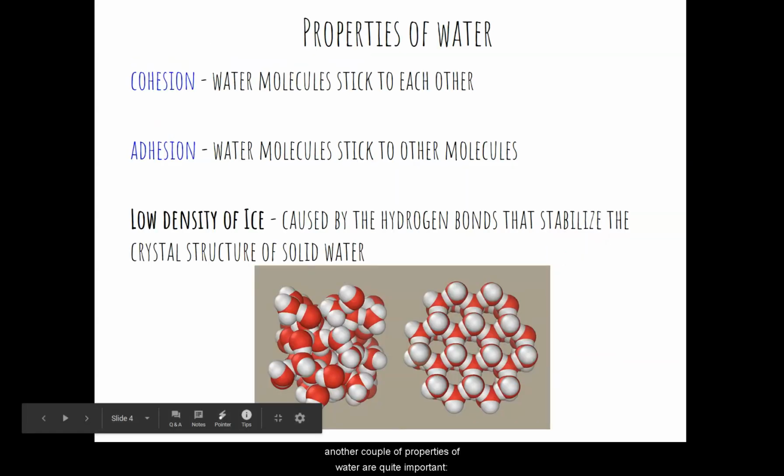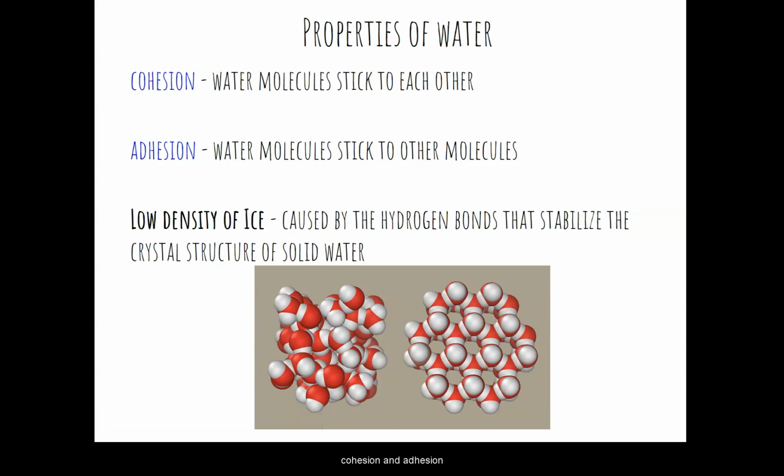Another couple of properties of water that are quite important are cohesion and adhesion. Co means together, so cohesion means water molecules stick to each other. Cohesion results in some important properties, such as the movement of water from the root of a plant all the way up to the leaf. Adhesion is when water molecules stick to other molecules. For example, if you spill water on your countertop and you use a paper towel, the water climbs into that paper towel by adhering to those other molecules. And that adhesion happens as a result of the hydrogen bonds.